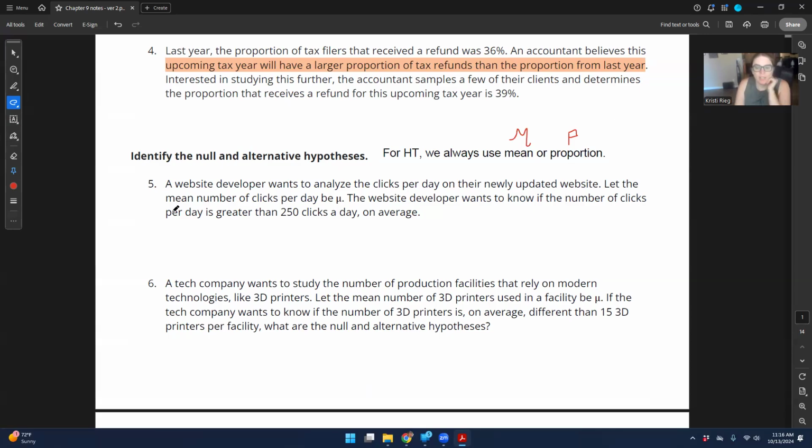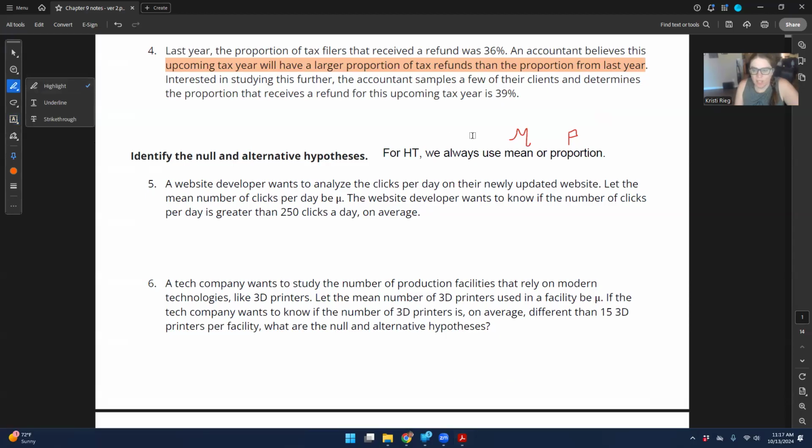So this is a website developer who wants to analyze the clicks per day on their newly updated website. Let the mean number of clicks per day be mu. So this is mean, this is mu. That's what we're talking about in this example. The website developer wants to know if the number of clicks per day is greater than 250 clicks a day on average. So again, I see average. All of this is pointing to mu.